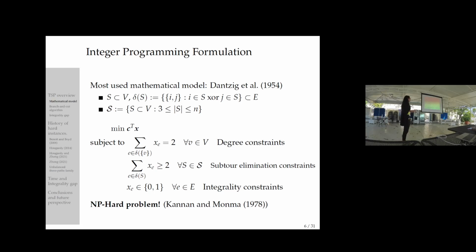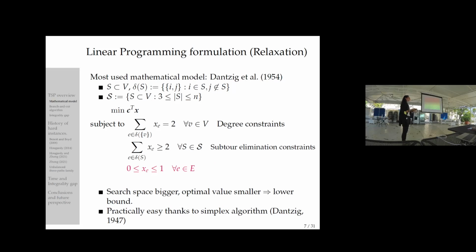And what is commonly done is to start from the relaxation. When we say relaxation, we mean that basically we are minimizing on something that is bigger. As we are minimizing, we find a lower bound of the optimal solution because the search space is bigger, so the minimum is more minimum than the real optimal solution. The only thing that changes is the last constraint. We do not have the integrality constraint anymore, but just entries between 0 and 1. And so this problem is practically easy, thanks to the simplex algorithm. We are able to solve this problem pretty quickly, and then we are able to provide a lower bound in just a few iterations.